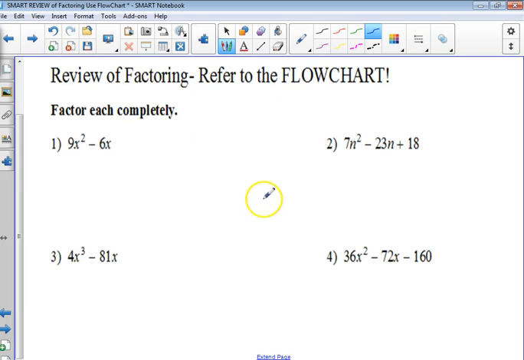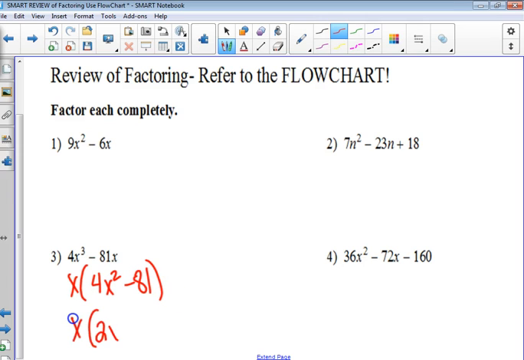Let's do number 3. What's going on number 3? What's the first thing it said to do? Which is x. So now I have 4x squared minus 81. Okay, two terms. My choice when I have two terms, it could be the difference of perfect squares, or it could be the sum or difference of perfect cubes. Are those all perfect squares? So how does it factor? Perfect. 2x plus 9, 2x minus 9. Ooh, I can't write. Are we good?